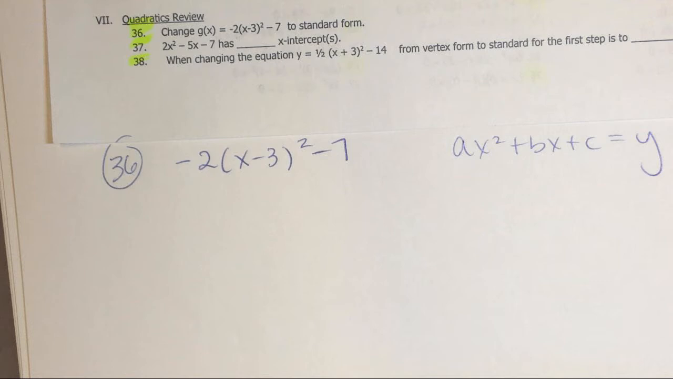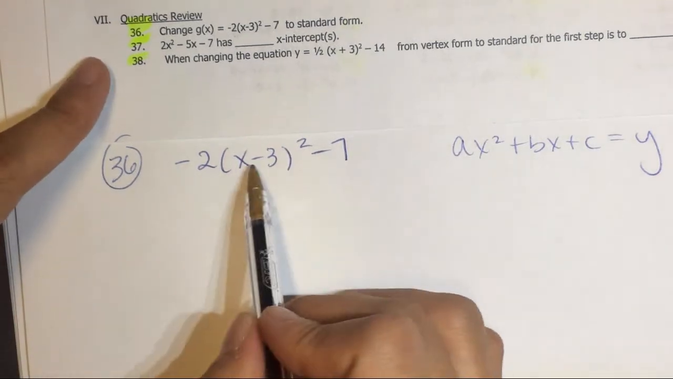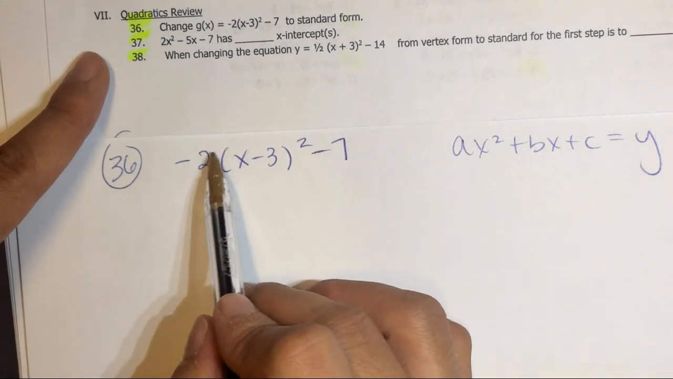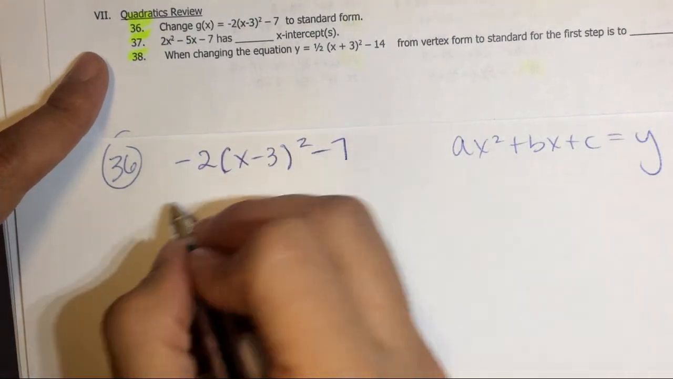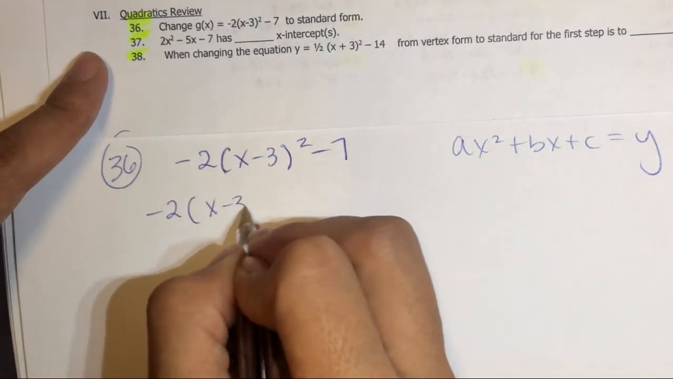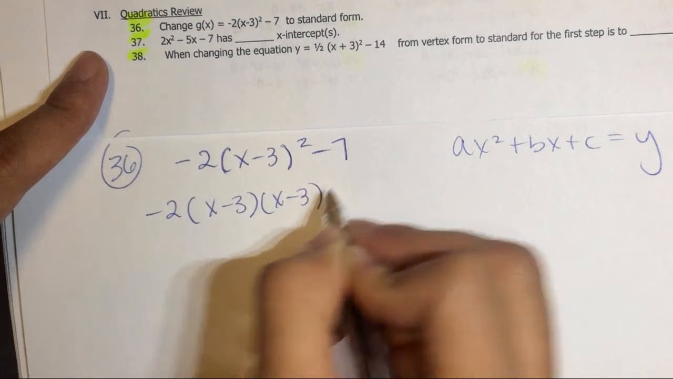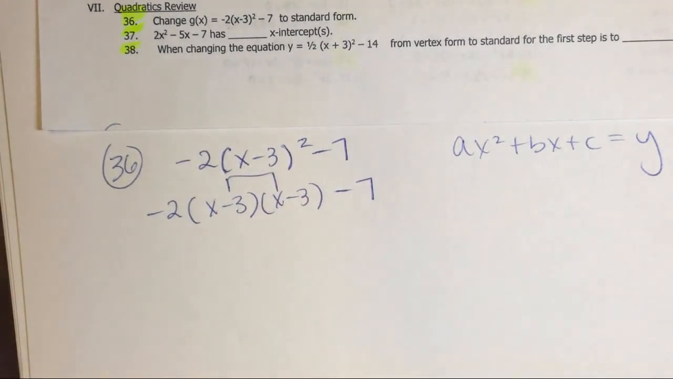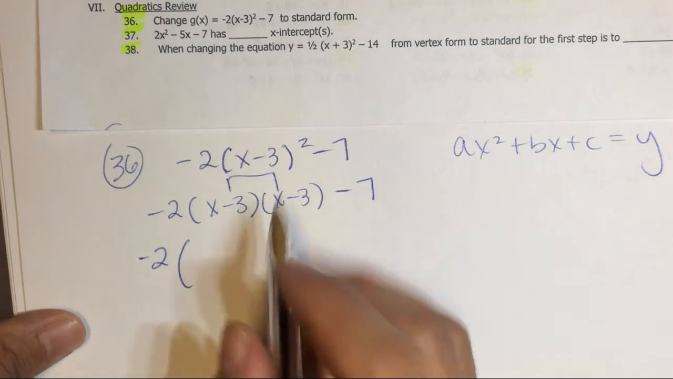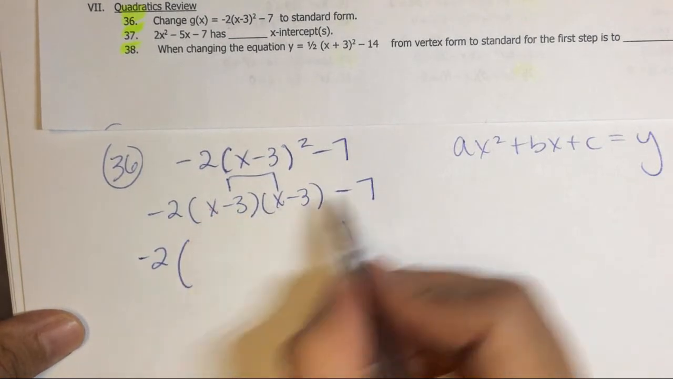So first things first, I can't distribute this 2 just yet because this whole thing is attached to the squared. So I need to FOIL the inside first. So this guy here. This negative 2 is just going to chill. So FOIL.